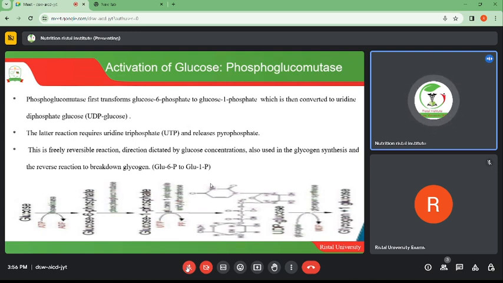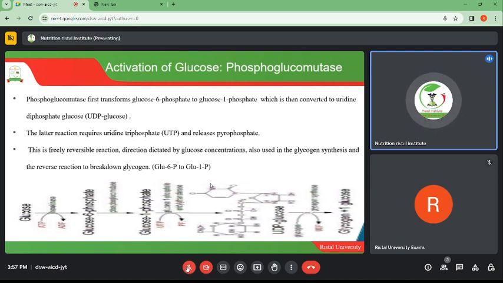So this enzyme called phosphoglucomutase is very important in the transfer of phosphate groups. You're seeing that the phosphate has been on the 6th carbon, and this time around it's transferred to the first carbon. That's why you call it glucose 1 phosphate, and that is done by phosphoglucomutase. On formation of this glucose 1 phosphate, there's a molecule called uridine triphosphate.